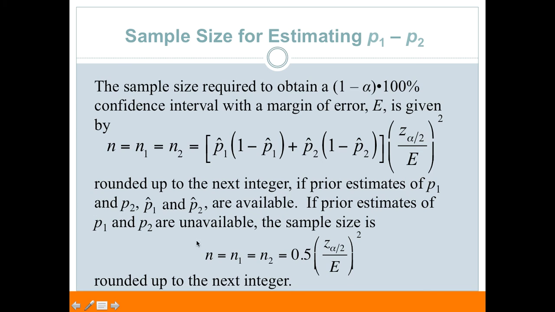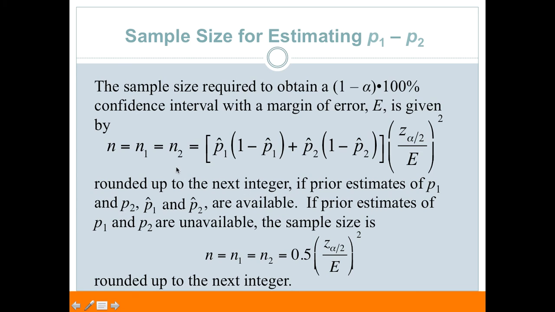Now, that's if prior estimates are used. If prior estimates are unavailable for some reason, then the sample size is calculated using this even nicer looking formula where we have 0.5 times the critical value over the margin of error squared. And that's also rounded up to the next integer.